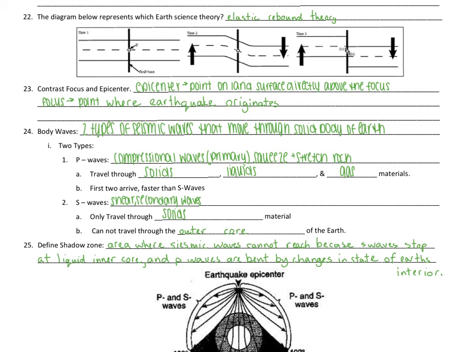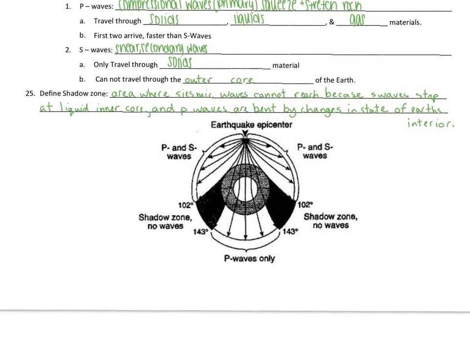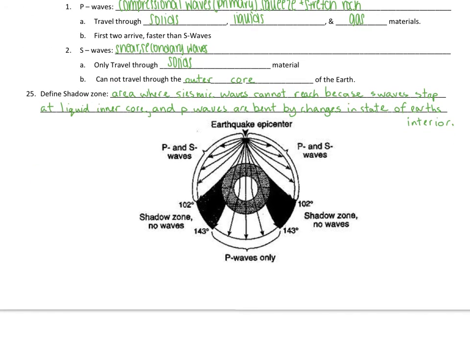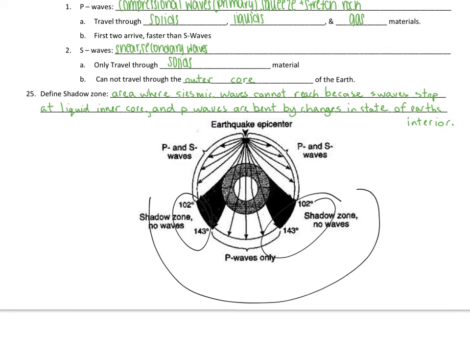Good. Define shadow zone. And shadow zone, we actually have 2 different types. We have a P wave shadow zone, which is going to be along the sides over here. This is where you're not going to get any P waves, but this whole area back here, this great circle, you're not going to get any S waves. So where we say that you get no P or S waves, right here and right here, that's going to be your major shadow zone. You're not detecting any earthquake.